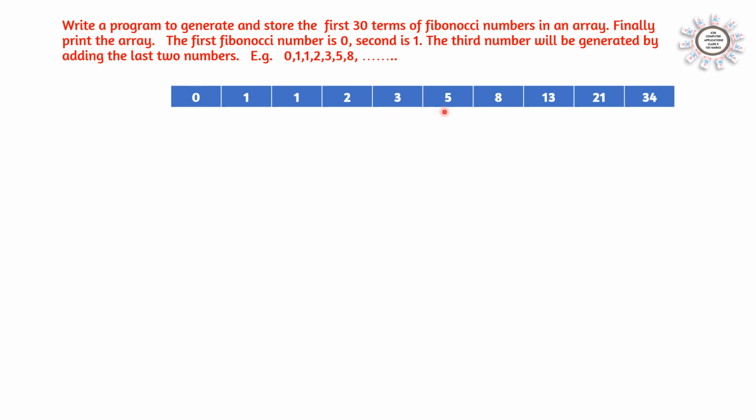3 plus 2, 5. And 5 plus 3, 8. 8 plus 5, 13. 13 plus 8, 21. And 21 plus 13, 34. And like this. So we are counting the number of terms.